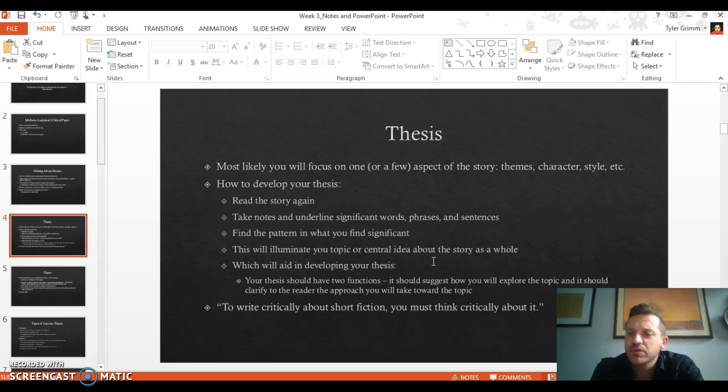There's a few really simple ways to go about doing this. Read the story again, take notes, focus on what jumps out at you, what you think influences your interpretation, and this will help you find a pattern that's significant. This will obviously all aid in developing your thesis. To write critically about short fiction, you must think critically about it. I believe we're all doing that already. Now the next step is to take those thoughts and put them into words that make sense to a reader.